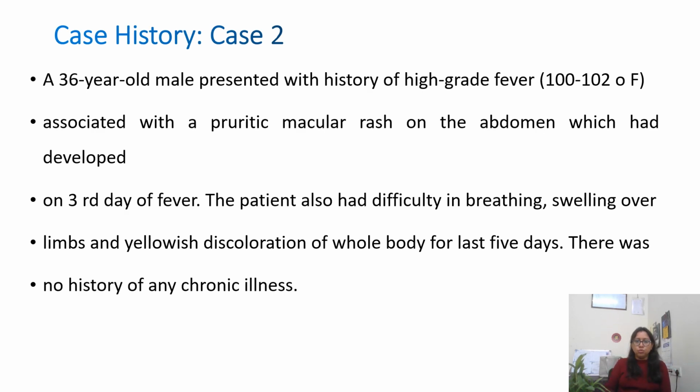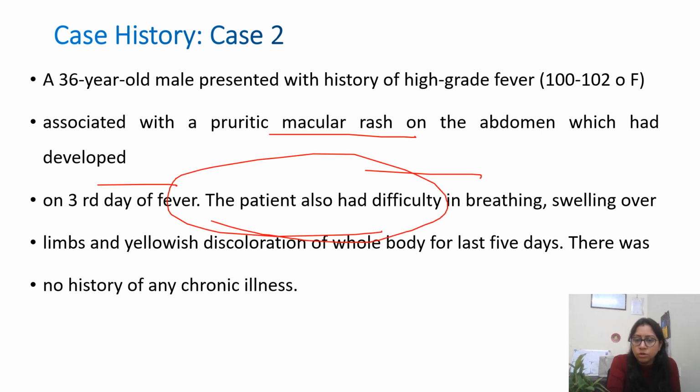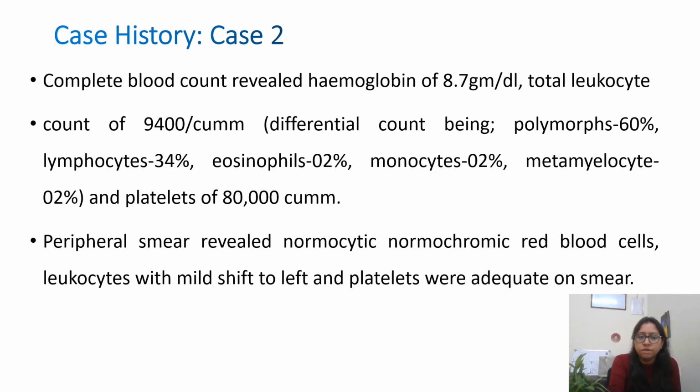Then coming to case 2, that was a pediatric patient. Here, a 36-year-old male presented with high grade fever, and the patient had a pruritic macular rash on the abdomen which had developed on the 3rd day of fever. Patient had difficulty in breathing, swelling over the limbs and yellowish discoloration of the whole body. There was no history of chronic illness.